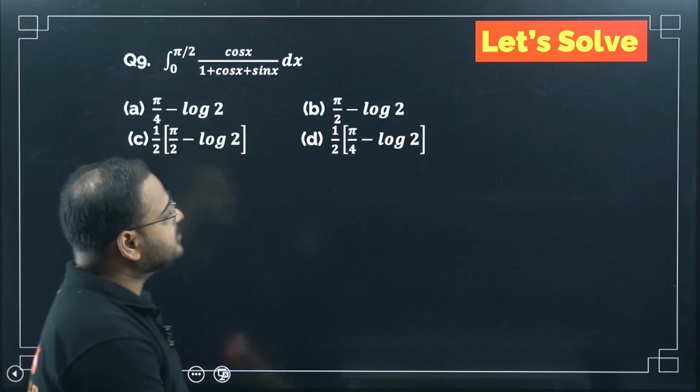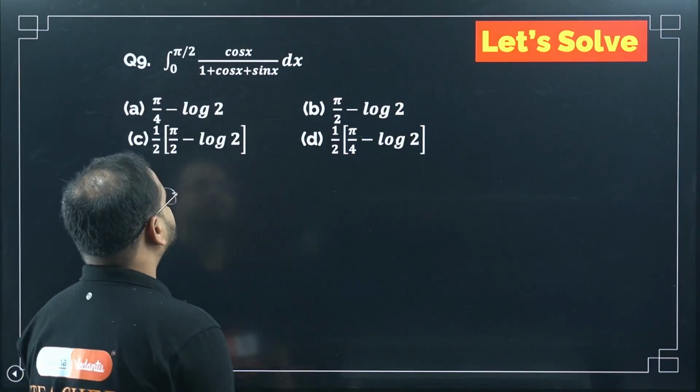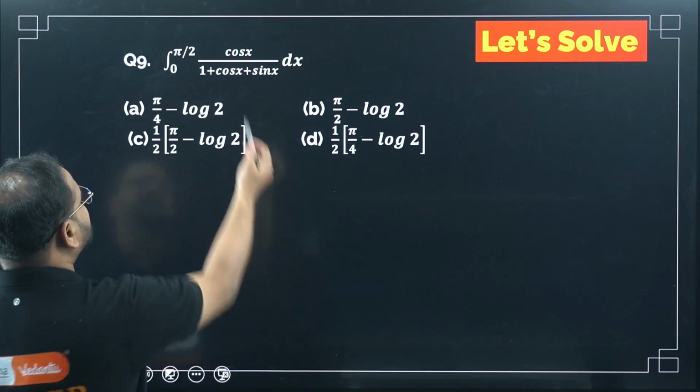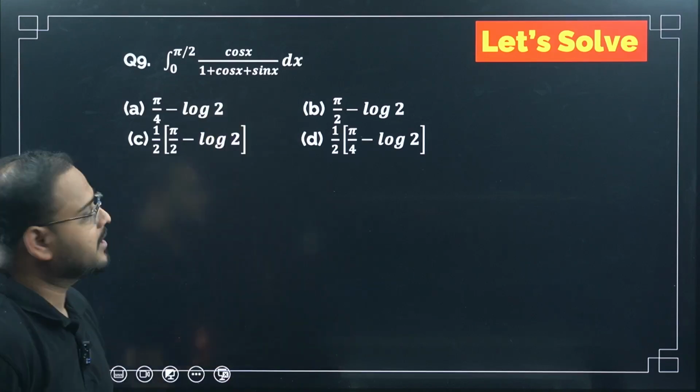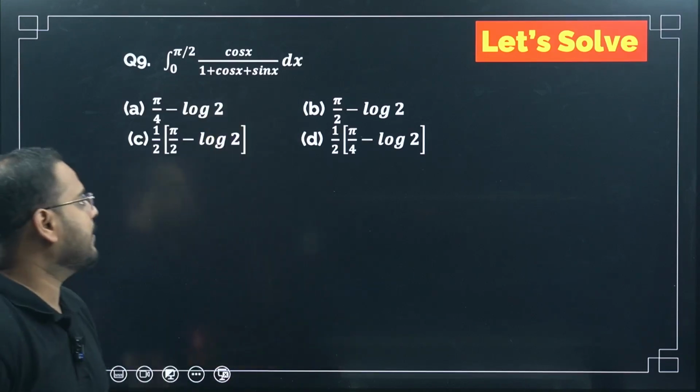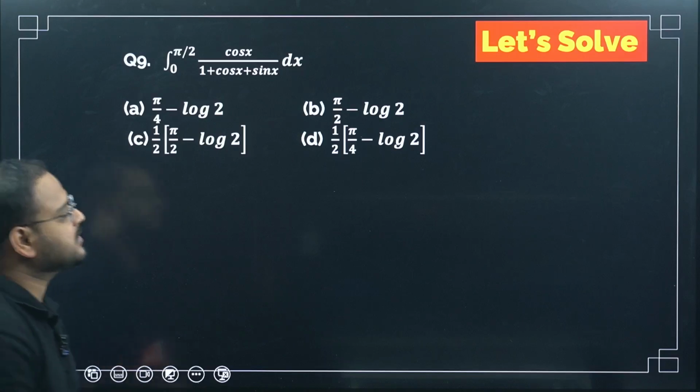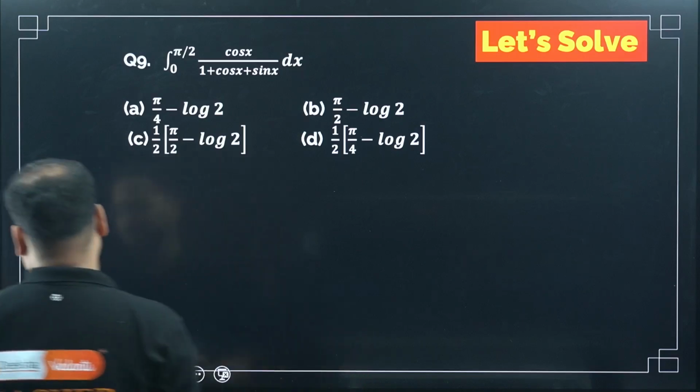Question number 9. This is a good question. Let's see. Integrate cos x upon 1 plus cos x plus sin x dx with the limit 0 to pi by 2. Let's have a look. How will I solve this?